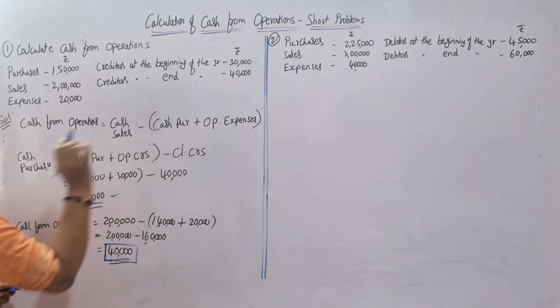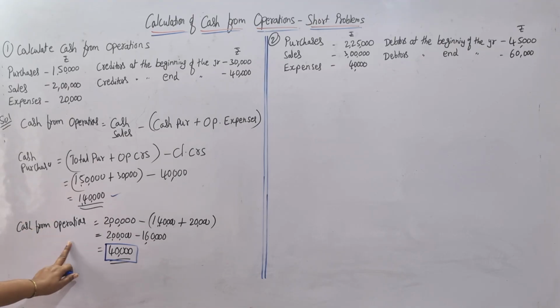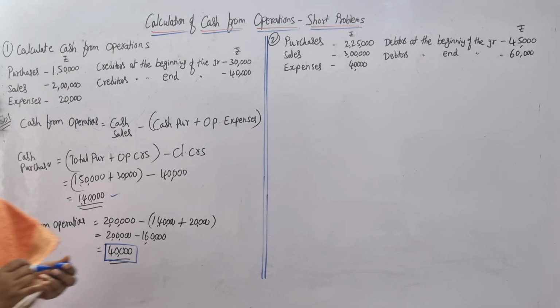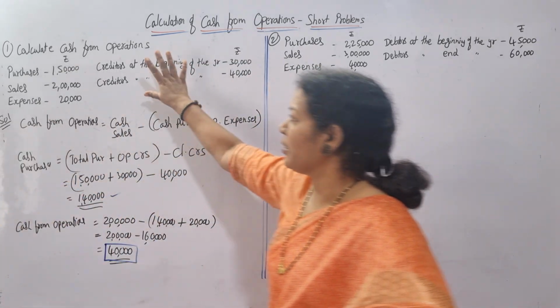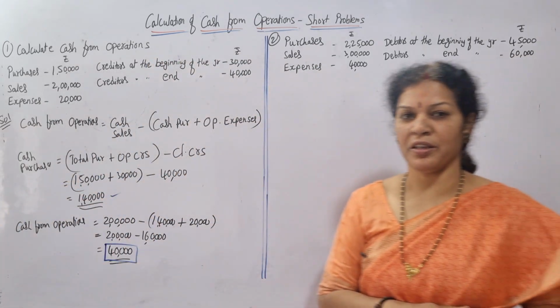Here you got the cash purchases. Once you get the cash purchases, implement them in the problem. Simple thing. Understand the logic. You need not memorize anything by heart. Now the given information is this much. How to calculate the cash from operations?